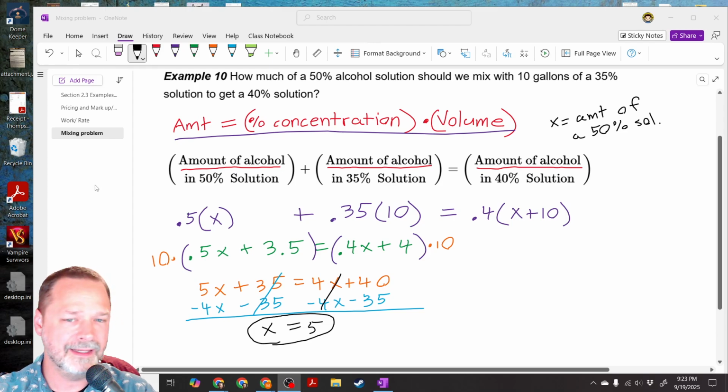So at the end of the day, again, it's not really that bad as long as you have this basic understanding that the amount that you're going to have of something is that percent concentration times its volume. And so we keep that in mind. These are really easy to set up.